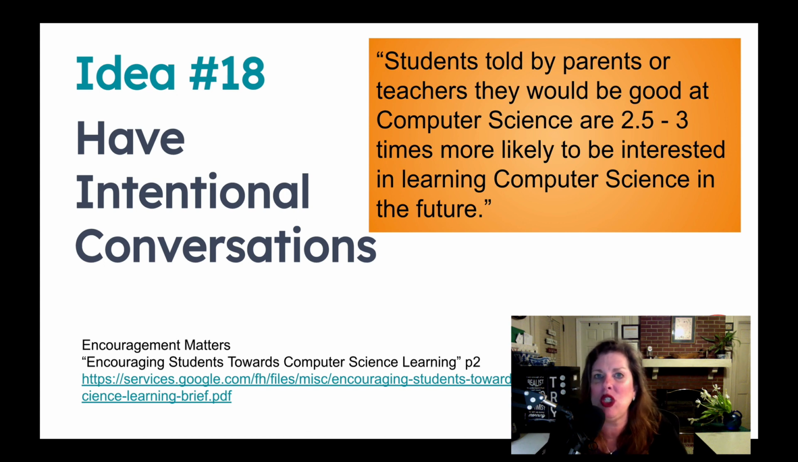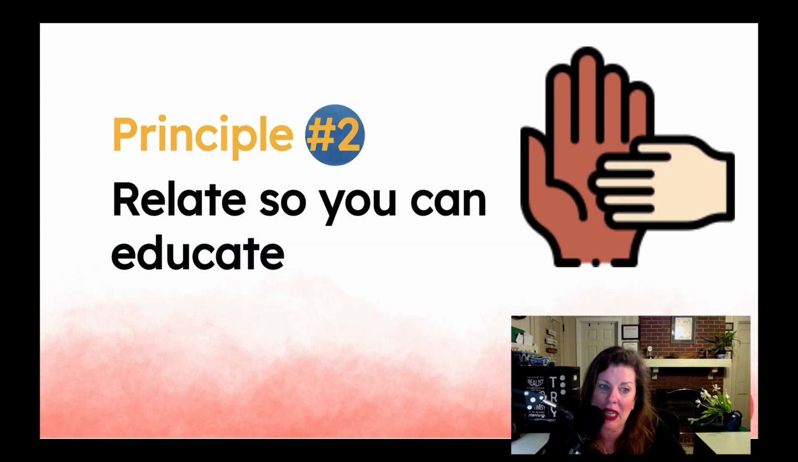Now, I came across some research. My summer professional development is a course to update my knowledge on teaching computer science. I've been doing this for a while, so it was time. But students who were told by parents or teachers that they would be good at computer science are 2.5 to 3 times more likely to be interested in learning computer science in the future. That is incredible. So it's the encouragement of parents and teachers that truly make a difference in that area. And I think if you look at other areas, that also is where they make a difference.